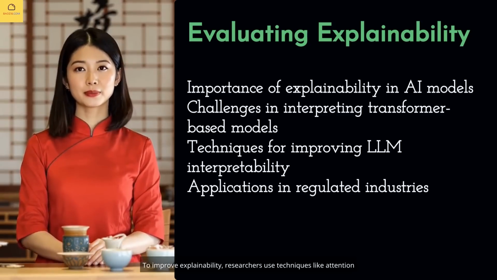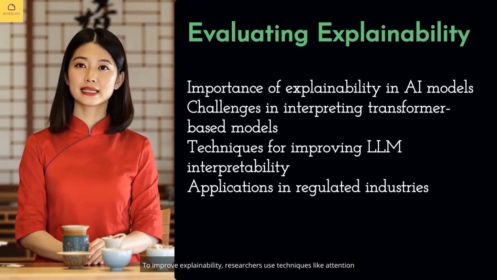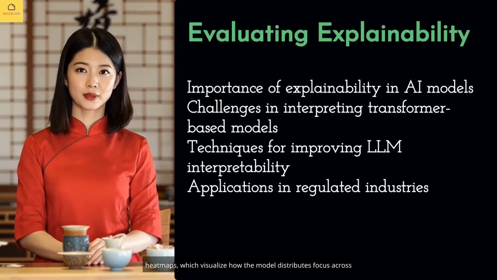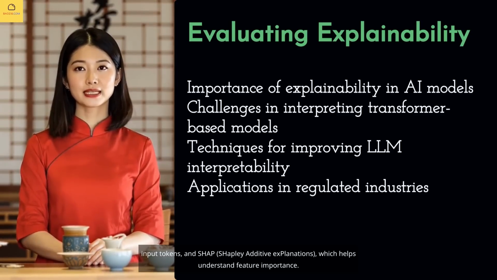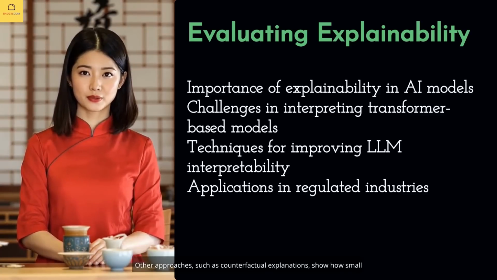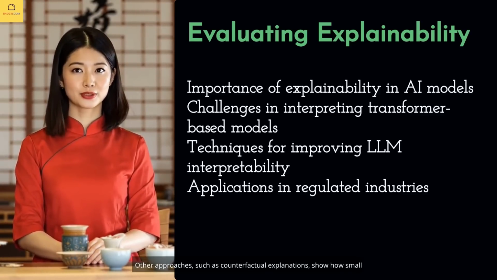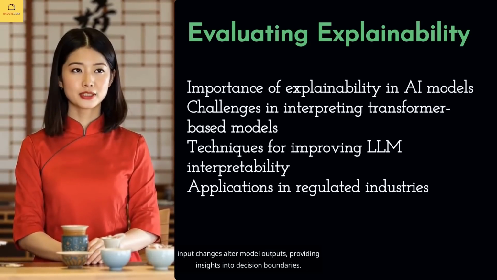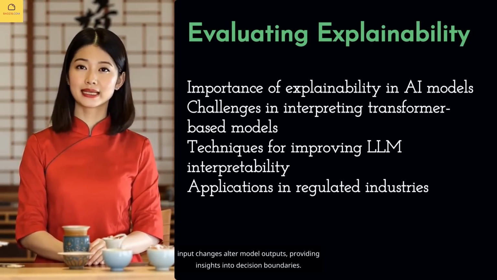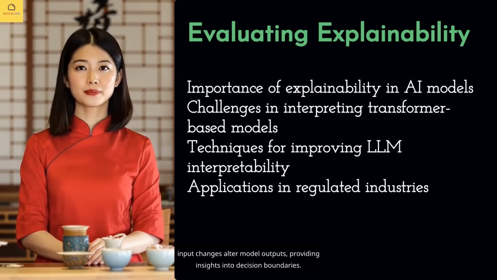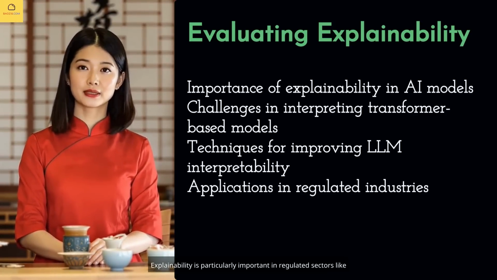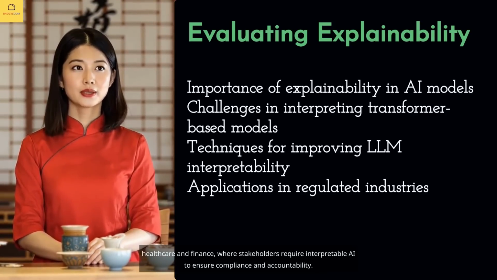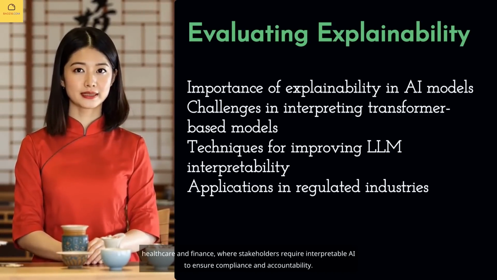To improve explainability, researchers use techniques like attention heat maps, which visualize how the model distributes focus across input tokens, and SHAP, Shapley additive explanations, which helps understand feature importance. Other approaches, such as counterfactual explanations, show how small input changes alter model outputs, providing insights into decision boundaries. Explainability is particularly important in regulated sectors like healthcare and finance, where stakeholders require interpretable AI to ensure compliance and accountability.